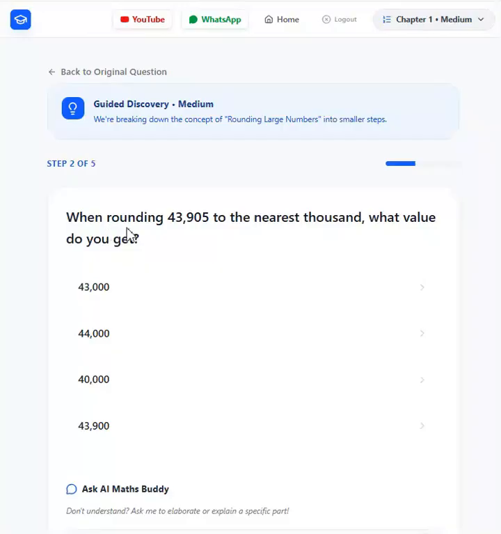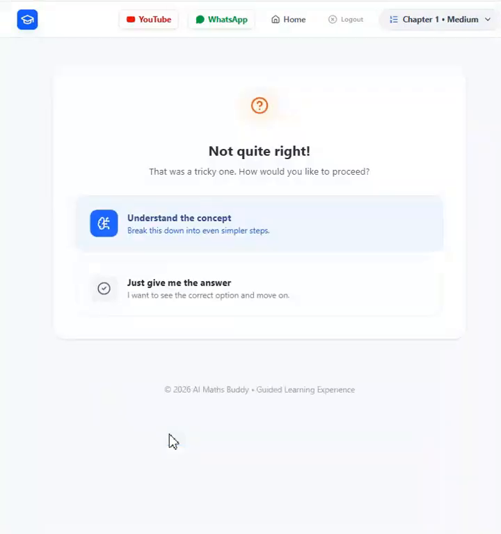Now it is showing: when rounding 43,905 to the nearest thousand, what value do you get? Here it is trying to test whether you understand what rounding is. How do you do rounding? Now, let's say rounding is something which is not very clear to you. So you choose any answer, say 43,900, which is incorrect.